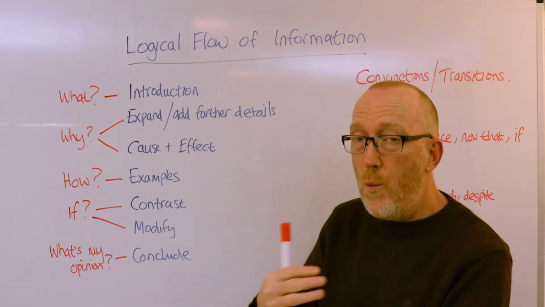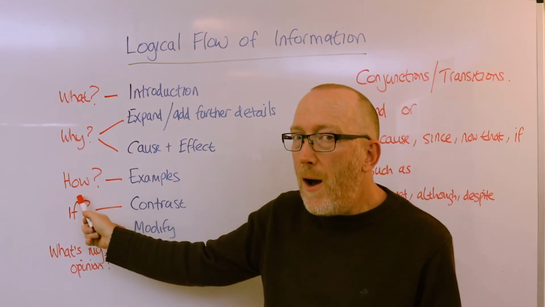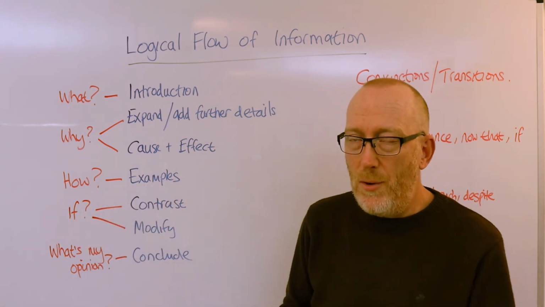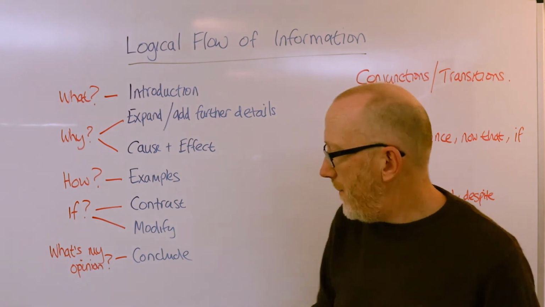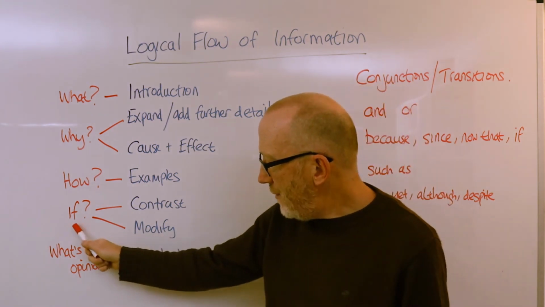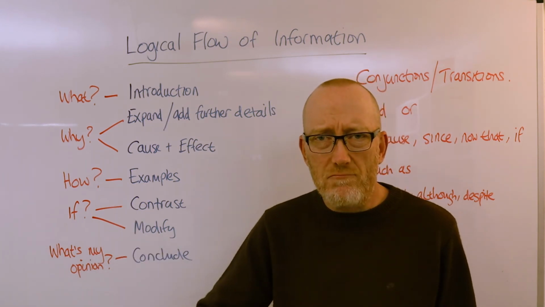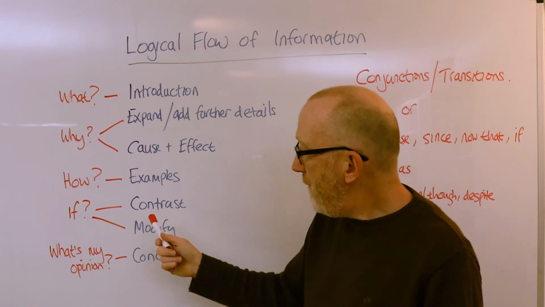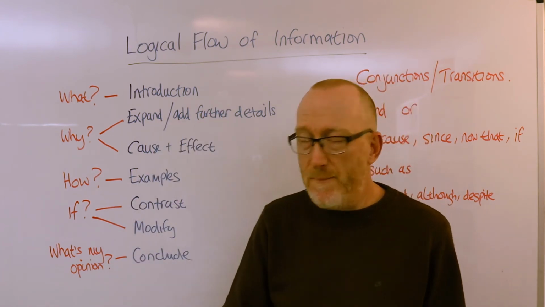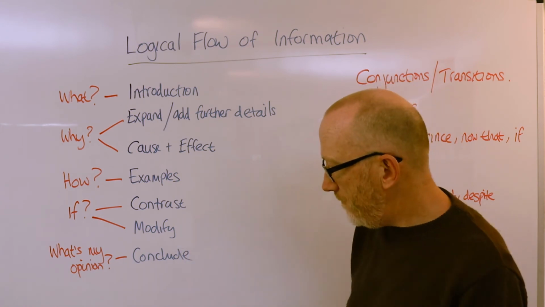What happens when this thing happens? Yeah. Then ask yourself, how? How will allow you to think of some examples of the thing that you're talking about. For contrasting and modifying, ask yourself, if I didn't do this, what could I do instead? Yeah? If I didn't do this thing that I just introduced, what would my alternative be? That could be a good way to contrast or modify something.